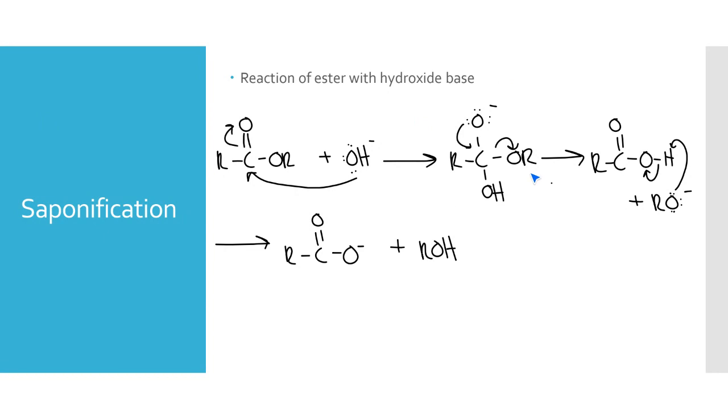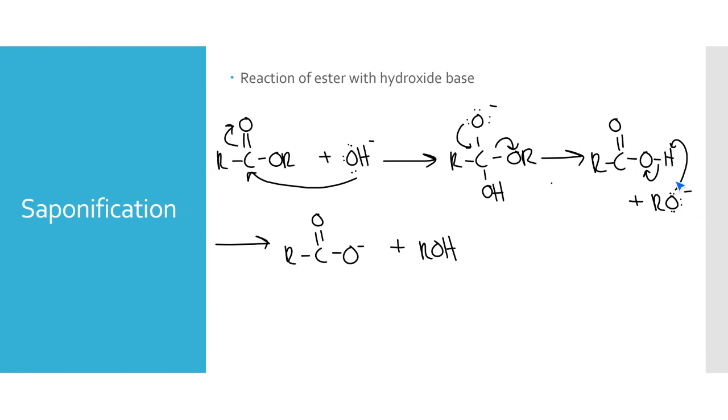So if we remember, OR is a good leaving group, right? So OR will come off, and then a lone pair of electrons from the oxygen anion will come down to reform the double bond here, okay? And that will make a carboxylic acid, okay?